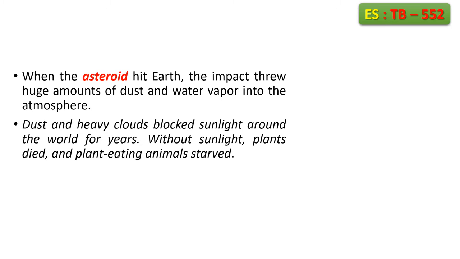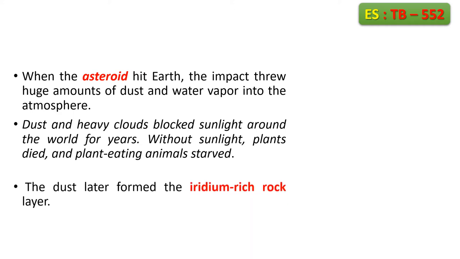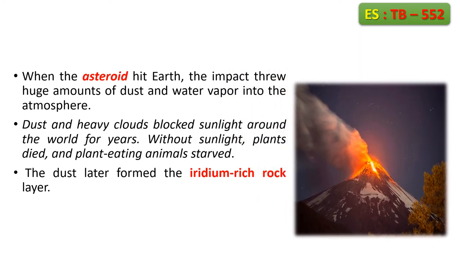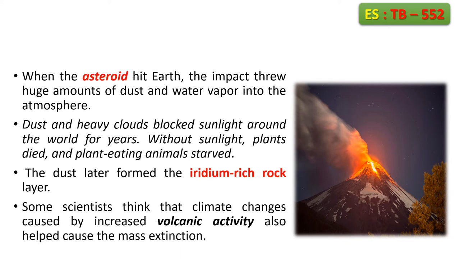Causes of mass extinction. When the asteroid hit Earth, the impact threw huge amounts of dust and water vapor into the atmosphere. Dust and heavy clouds blocked sunlight around the world for years. Without sunlight, plants died and plant-eating animals starved. The dust later formed the iridium-rich rock layer. Some scientists think that climate changes caused by increased volcanic activity also helped cause the mass extinction.